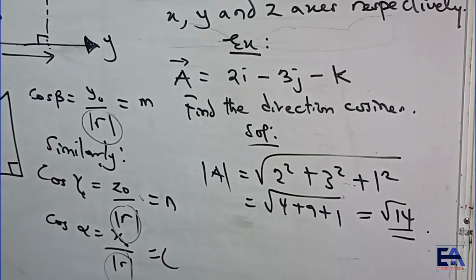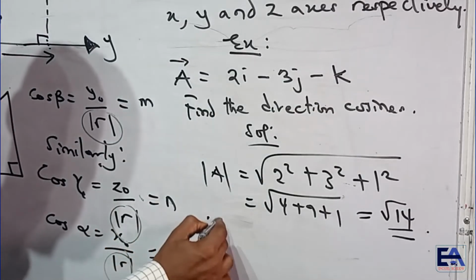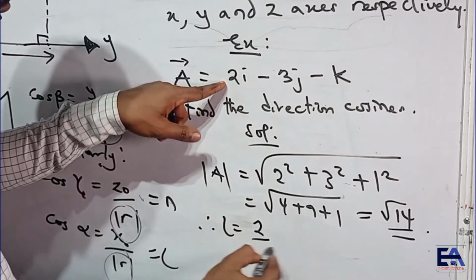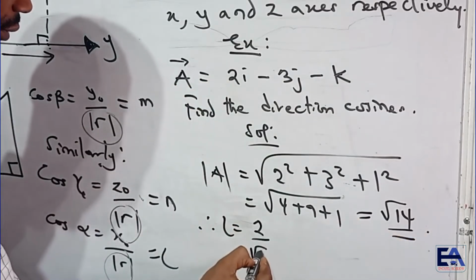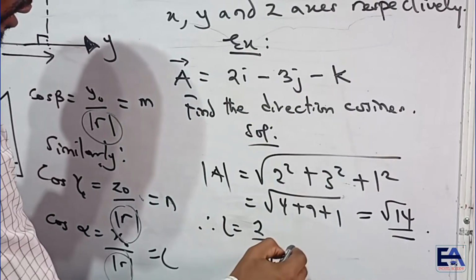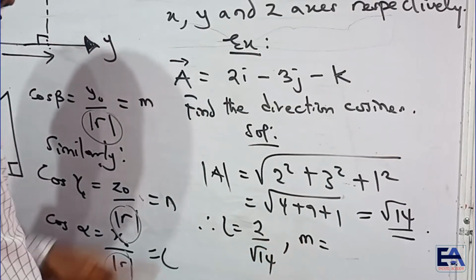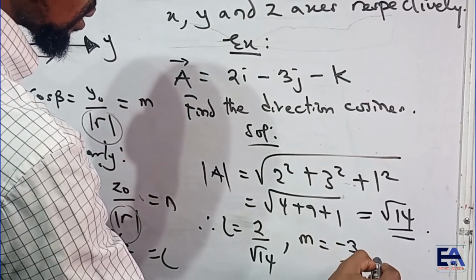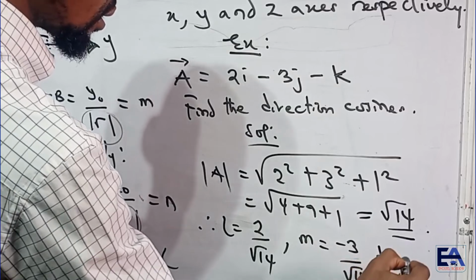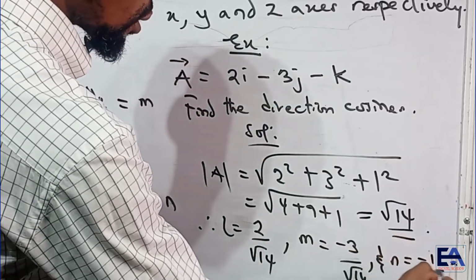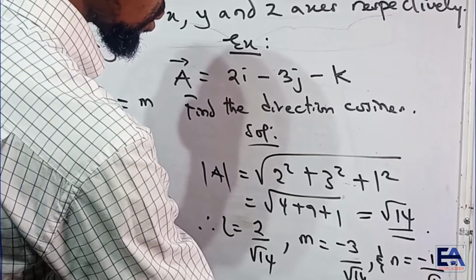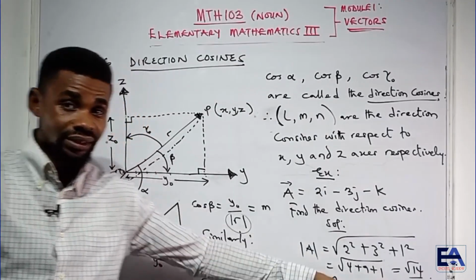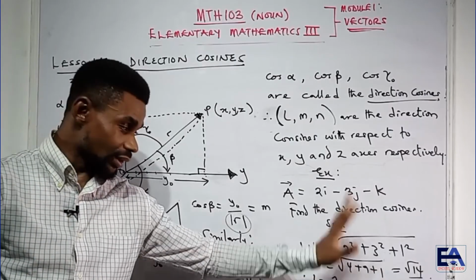To find the direction cosines, L is going to be 2 divided by the magnitude you just got. M is going to be minus 3 divided by the magnitude you just got. And N is going to be minus 1 divided by the magnitude you just got. That's all. If you have your calculator, you can solve it and get the decimal result.